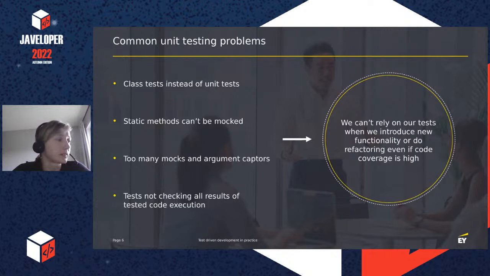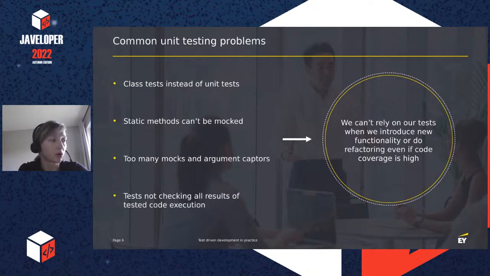The first problem is that often developers write class tests instead of unit tests. I will show it a bit later. In my example, I have a separate price service test, a separate datetime conversion test, and a separate delegate test. In this case, in fact, we check the logic of each of these classes separately instead of checking the logic of the whole unit.